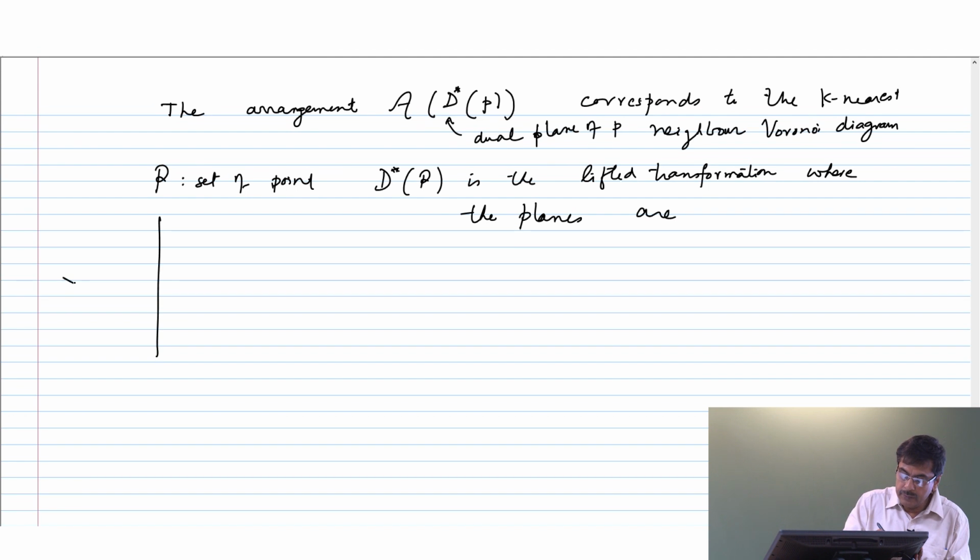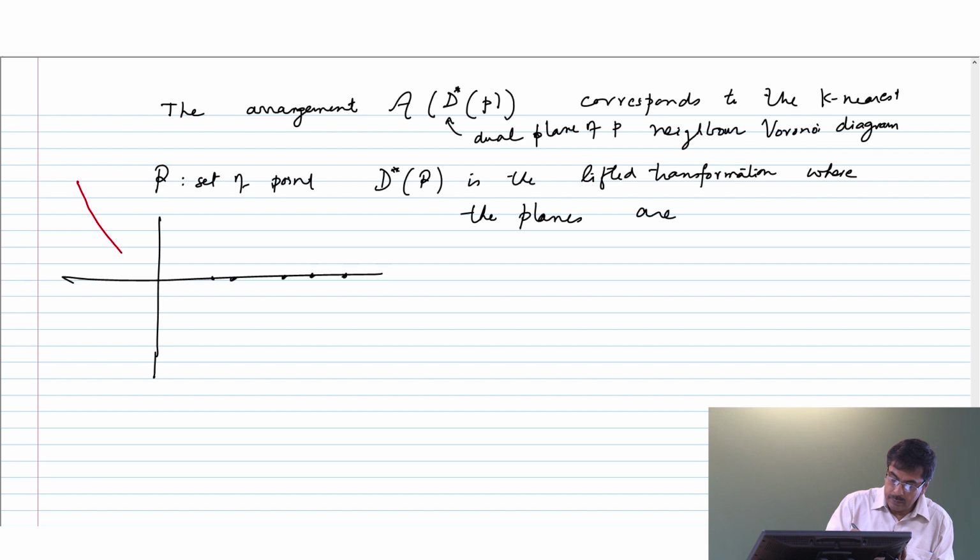So I am saying basically, let me draw this diagram again. So I am given these points and I have the unit paraboloid. So this is your P. These are the lifted transform, the points projected to the paraboloid.